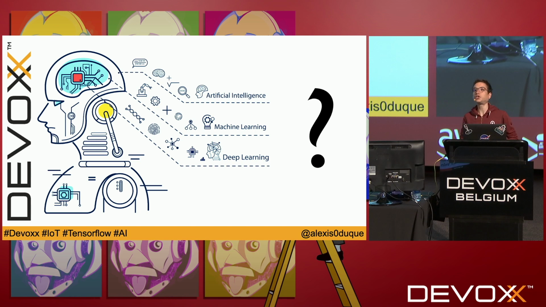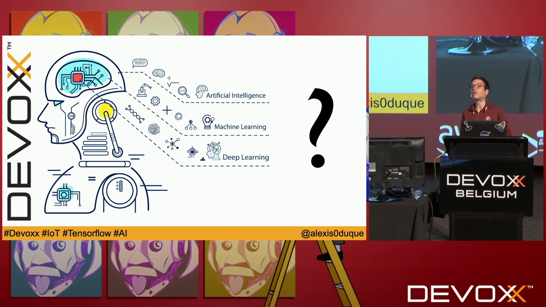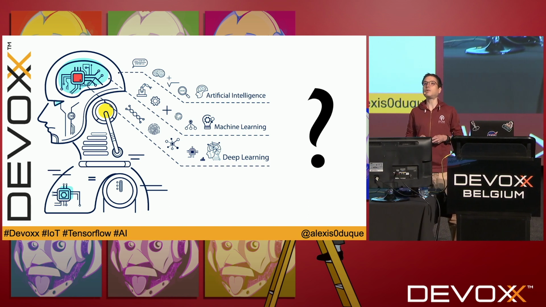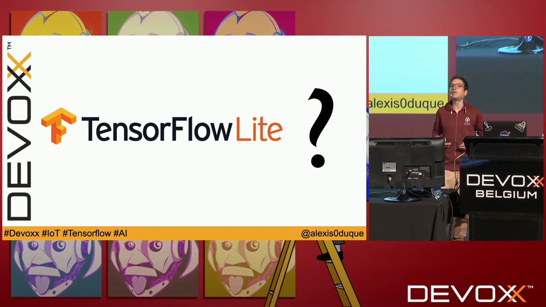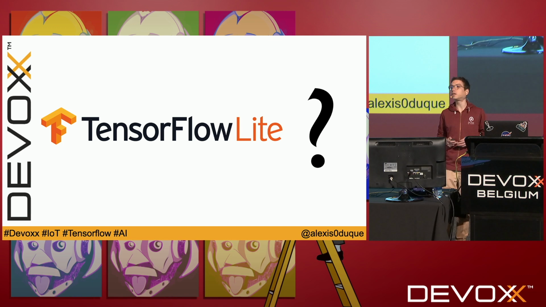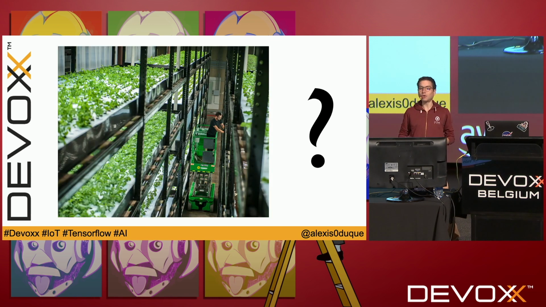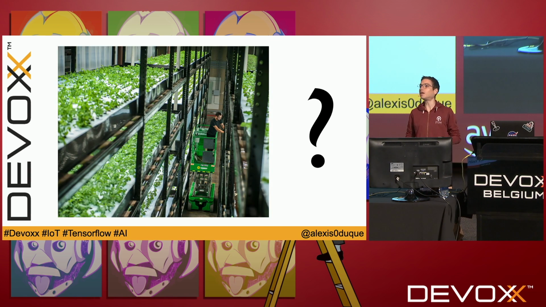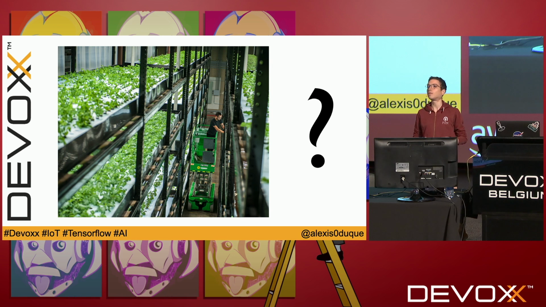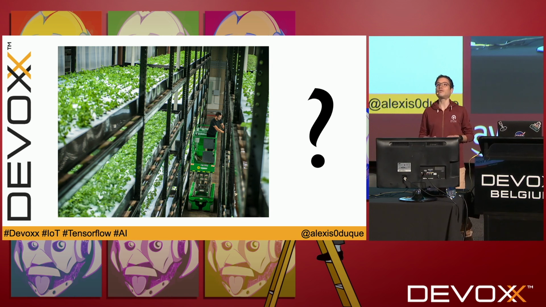But now about you. How many of you are familiar with machine learning? Oh, many people. And how many of you already use TensorFlow Lite? 3 people. And do you know what is indoor vertical farming? Have you heard about that? Yes, 3, 4, 5 people.